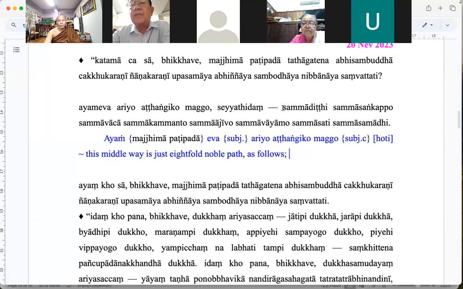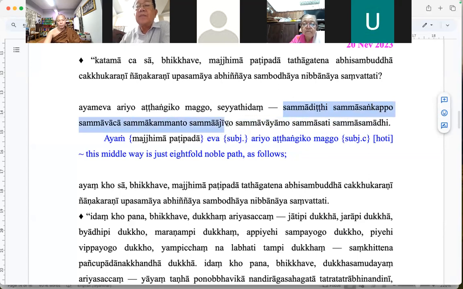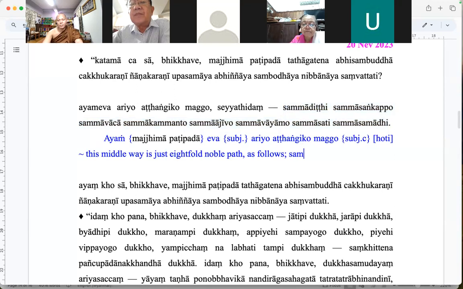And then there are samma ditthi, samma sankappo, samma vaca, samma kammanto, samma ajivo, samma vayamo, samma sati, samma samadhi. Okay, samma samadhi. So it's just.